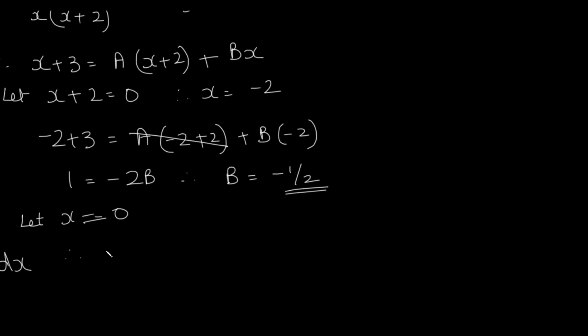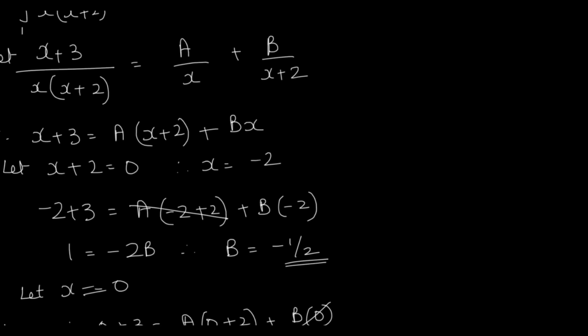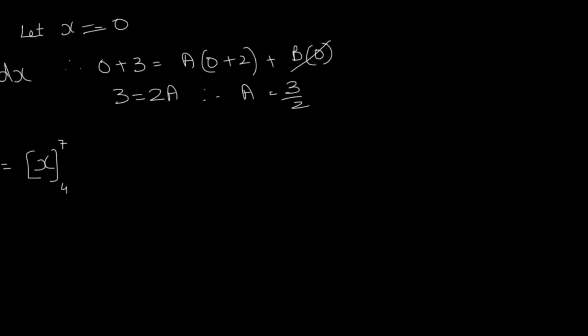Okay, so this particular term becomes 0 plus 3 is equal to a into 0 plus 2 plus b into 0. Now the b term goes away. So we get 3 is equal to 2a, and therefore a becomes 3 upon 2. Now further, if you remember how to do it, we substitute a upon x plus b upon x plus 2 as our integral, as our question that is there. So our integral becomes a upon x plus b upon x plus 2.